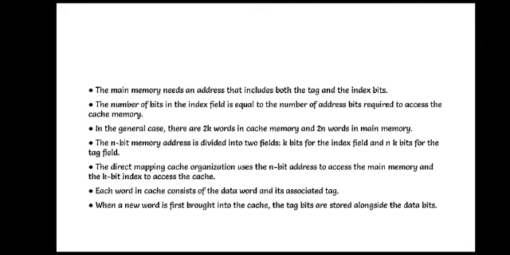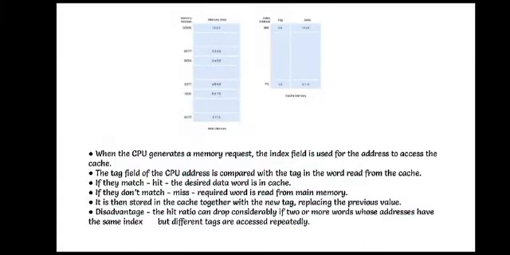When a new word is first brought into the cache, the tag bits are stored alongside the data bits. When the CPU generates a memory request, the index field is used for the address to access the cache. The tag field of the CPU address is compared with the tag in the word read from the cache. If they match, hit, the desired data word is in cache. If they don't match, miss, the required word is read from main memory. It is then stored in the cache together with the new tag, replacing the previous value.